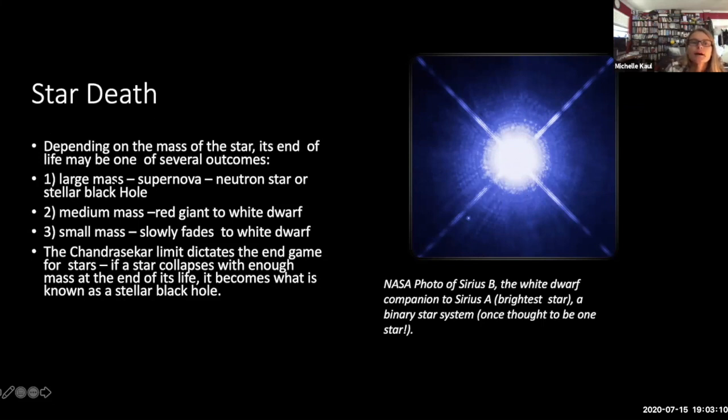So again, let's think about how we're going to die. If we're a large mass star, we're going to go supernova, and we're going to end up being a neutron star or a stellar black hole. If we're a medium mass star, we're going to either be a red giant or white dwarf. Red giant to white dwarf, we end up as a white dwarf. And a small mass, we end up as a white dwarf.